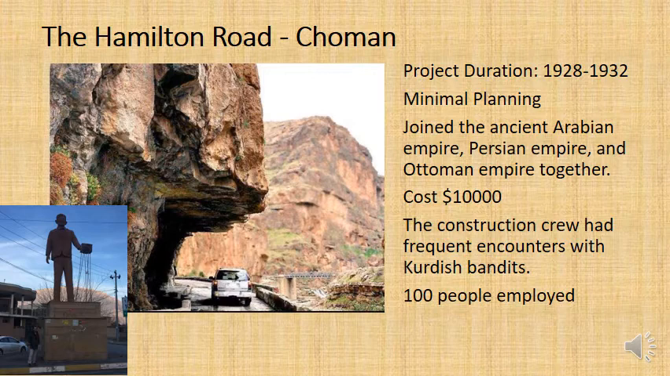And apparently when they were building it, they kept being attacked by Kurdish bandits from Choman and the surrounding villages. These were wild, wild men who were very afraid of the outside world. And so this was a road that was built with minimal cost and minimal duration, very little time, and so that affected the quality to a degree.